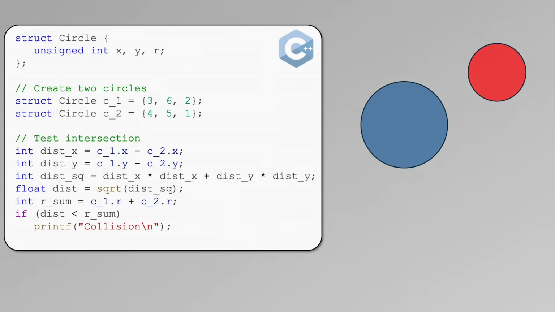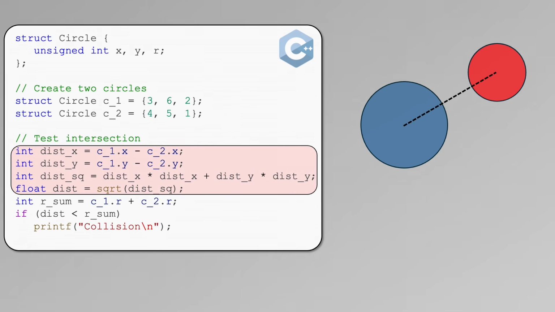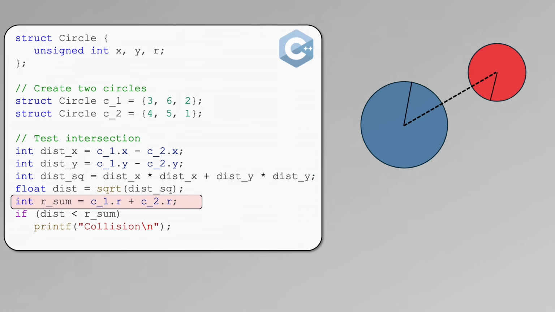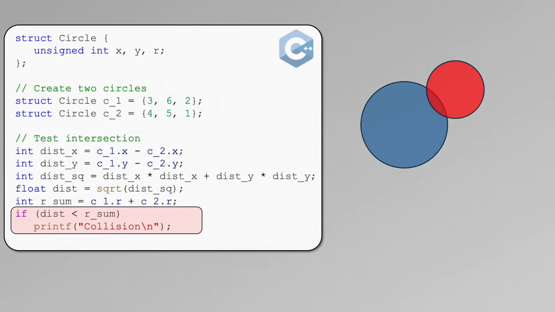If you've never written circle-circle intersection code before, it looks something like this. The first step is to find the distance between the centers of the two circles, which is the square root of the x distance squared plus y distance squared. Then, we'll find the sum of the two circle radii. If the distance between the circles is greater than the combined radius, we know that the circles are not overlapping and there's no collision. But if the circles are closer and the distance is less than the combined radii, our circles are overlapping and we have a collision.